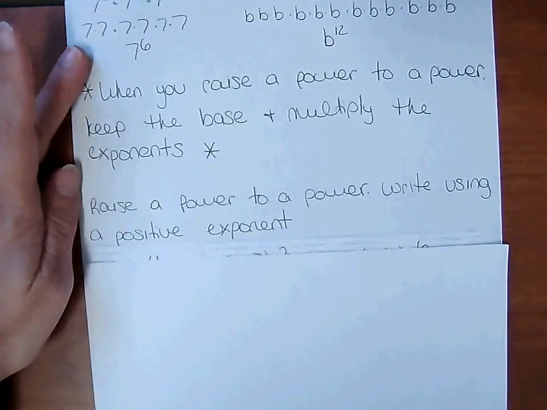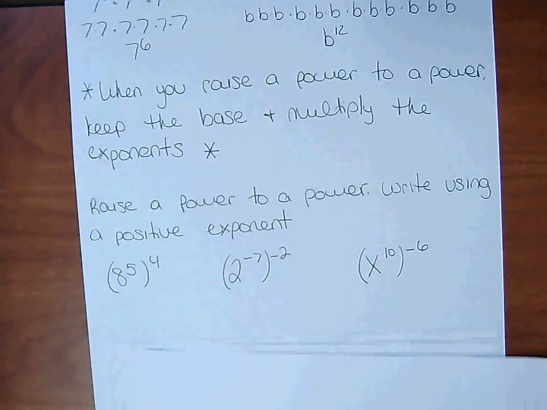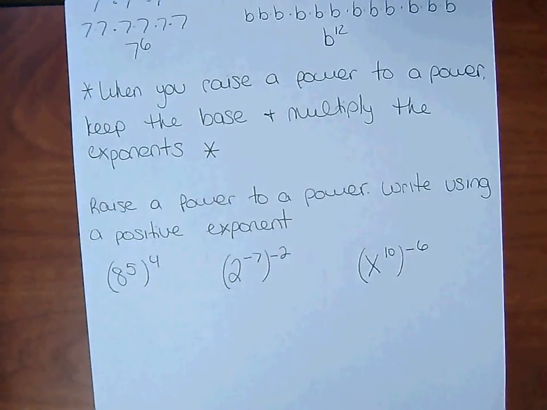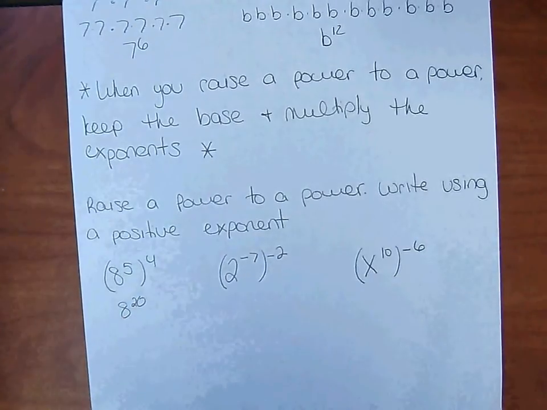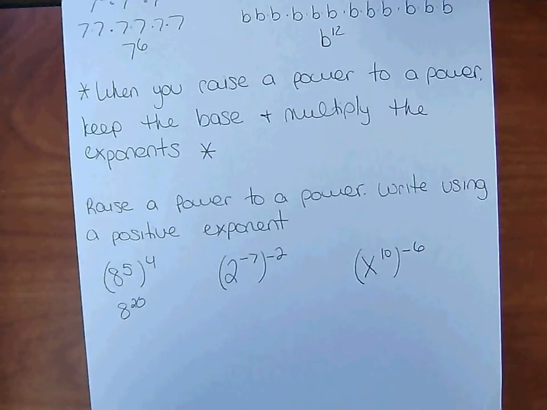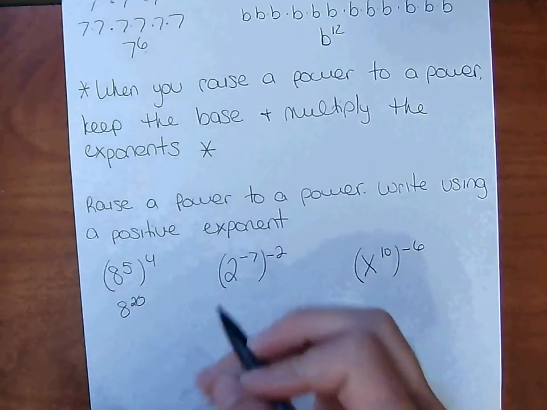So let's go ahead and raise a power to a power, using a positive exponent. 8 to the 5th to the 4th power, it's going to be 8 to the 20th. 2 to the negative 7th to the negative 2. Don't worry so much right now about the negative exponents, just go ahead and multiply them. A negative 7 times a negative 2 becomes a positive 14, so it's 2 to the 14th.